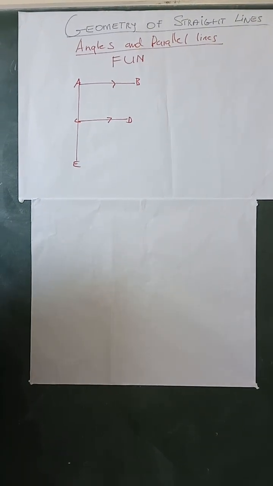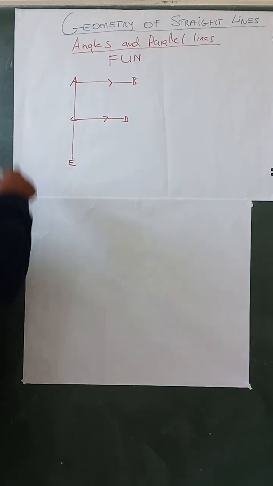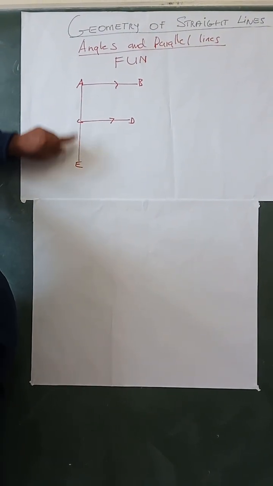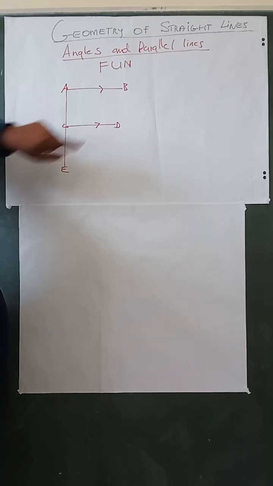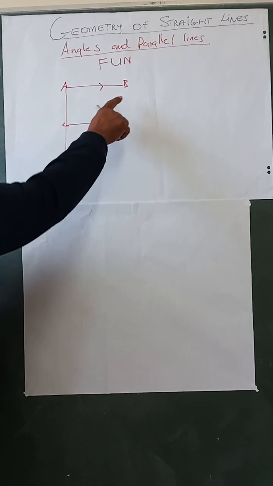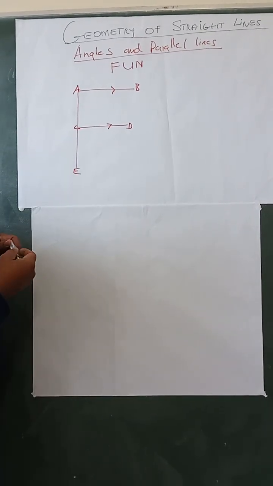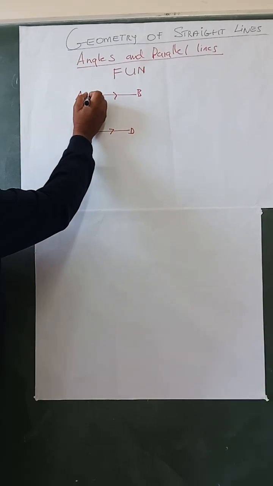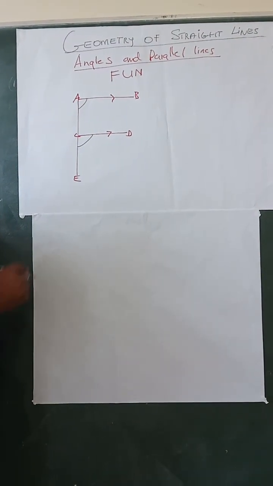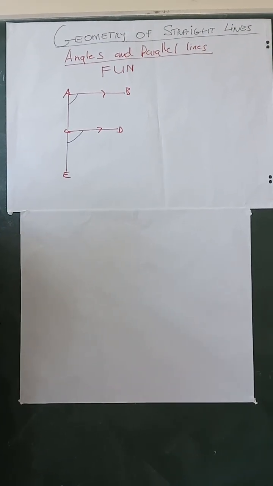Okay, dear learners, we'll start from where we ended. We've got a vertical line AE, then we've got line AB and line CD. Line AB is parallel to line CD. If we draw two angles here, like this, the two angles are corresponding angles.